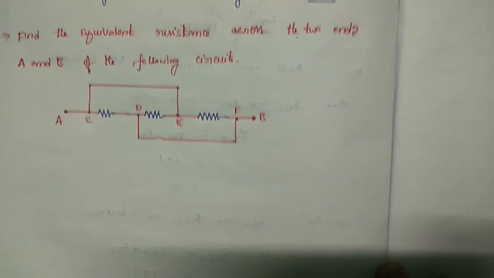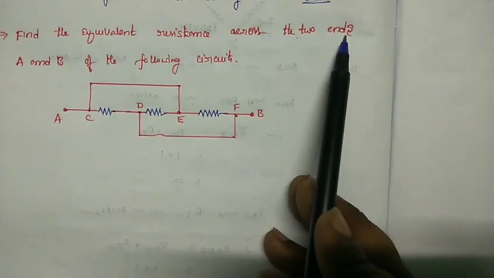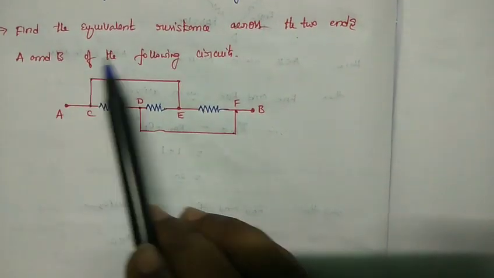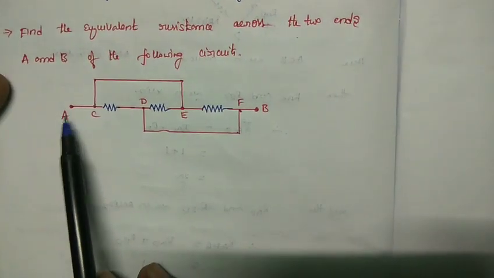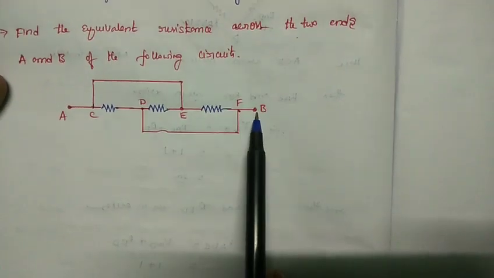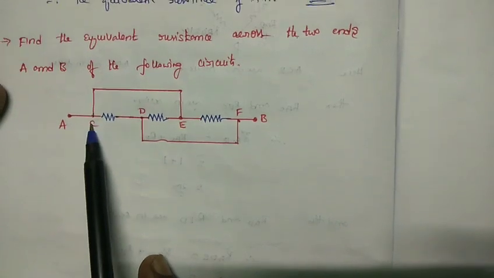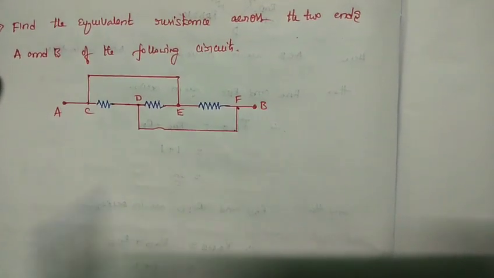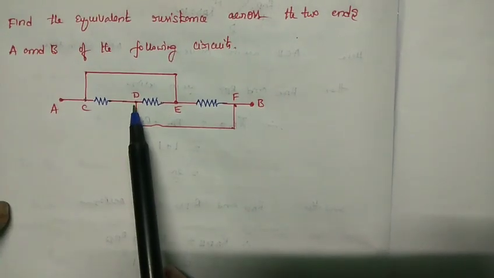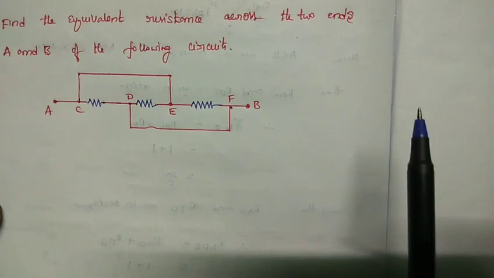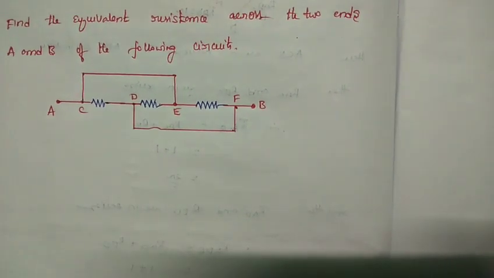See the second problem. Find the equivalent resistance across the two ends A and B of the following circuit. See here, in the given circuit, here A and here B. In between A and B, the terminals have the joints C, D, E, F. So here C to E is no resistance, and also D to F is no resistance. Now we need to modify this circuit diagram.